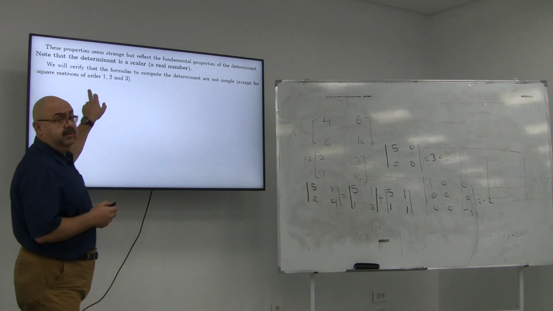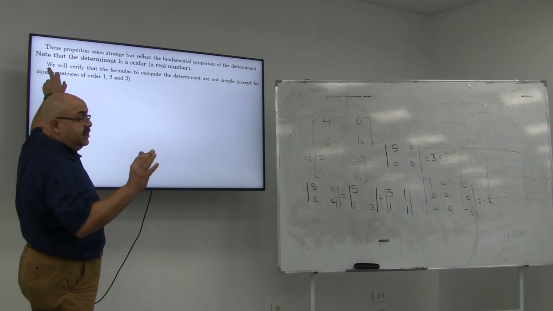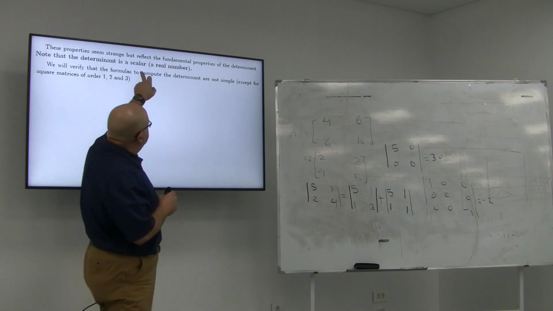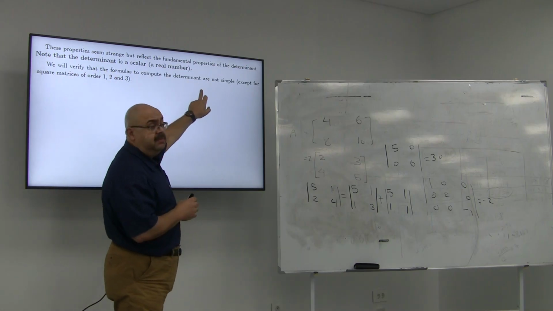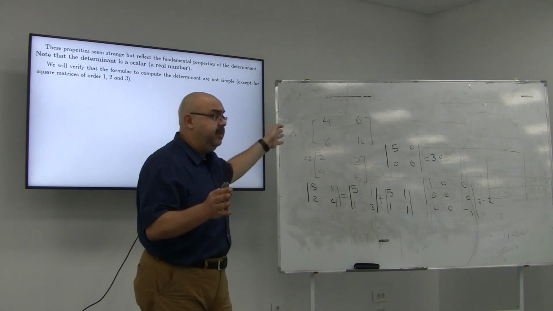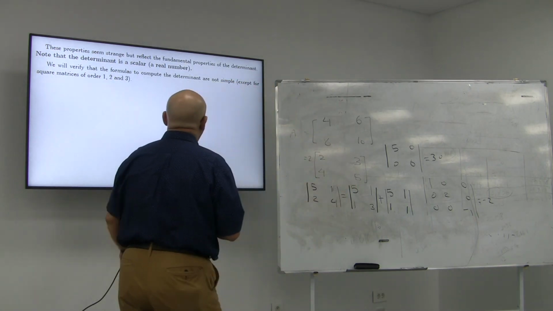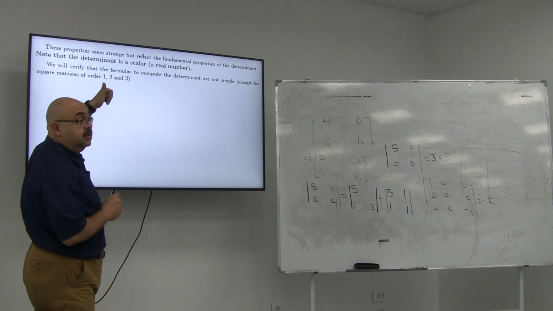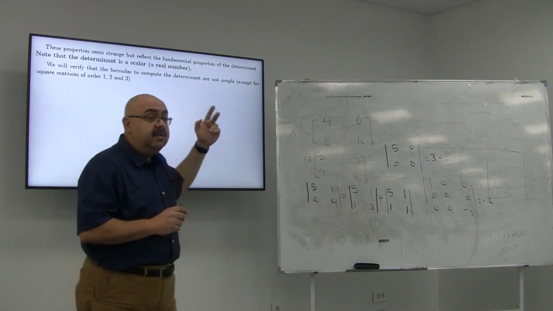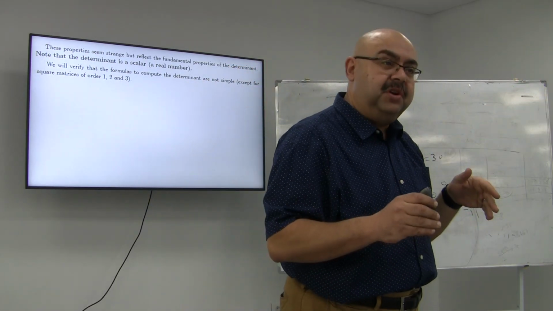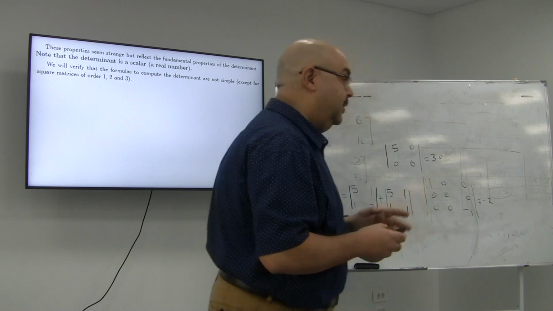This is a very, very good comment, and exactly what I told you before we start. We will verify that the formulas to compute the determinants are not simple. And you've tried that. If I have a 5 by 5 or 4 by 4, it's really ridiculous. They are not simple, except for square matrices of orders 1, 2, and 3. At maximum 3, it's going to be very simple once you start using Sarrus's rule.